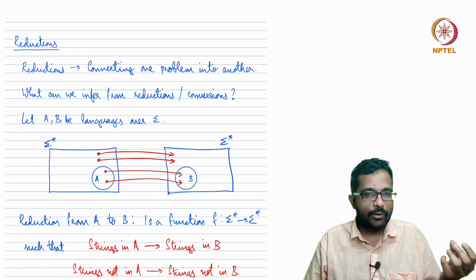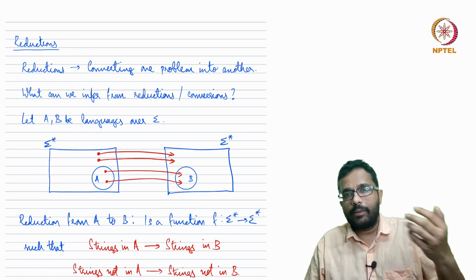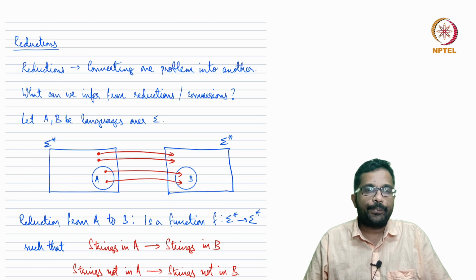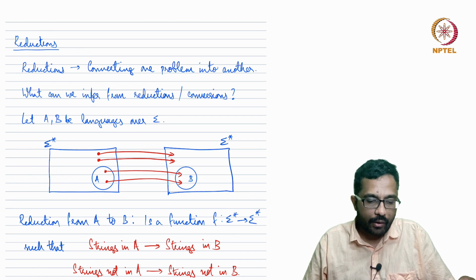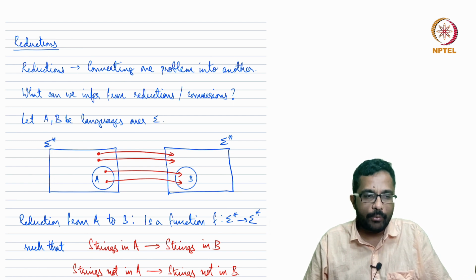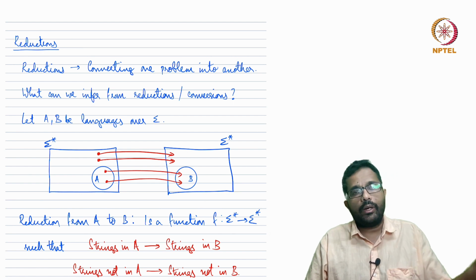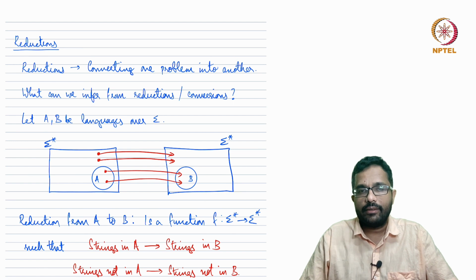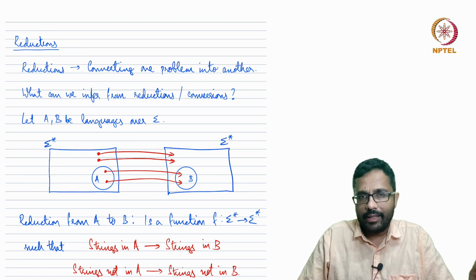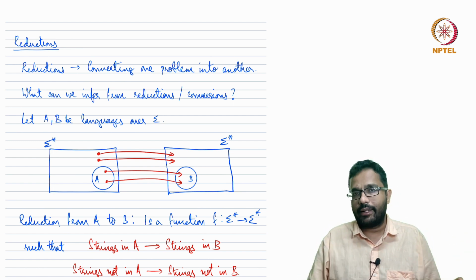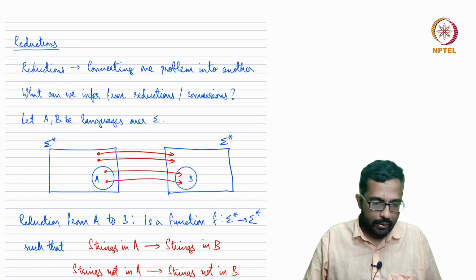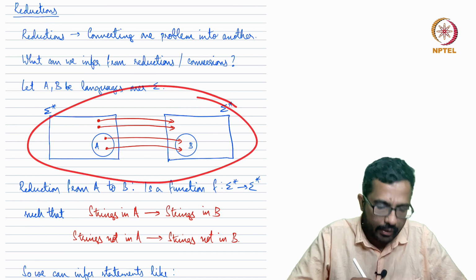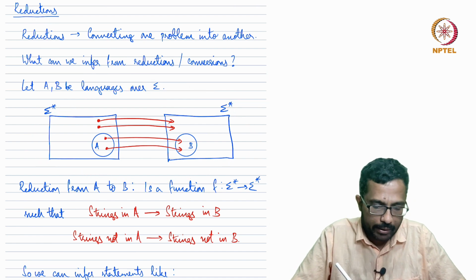So let's say you take a problem A and you are able to convert that into a problem B. Whenever you need to solve problem A, since you have converted it into problem B, you can instead just solve problem B. This is a very high level idea of what reductions are. Just to give an idea, the figure here gives a pictorial depiction of this.